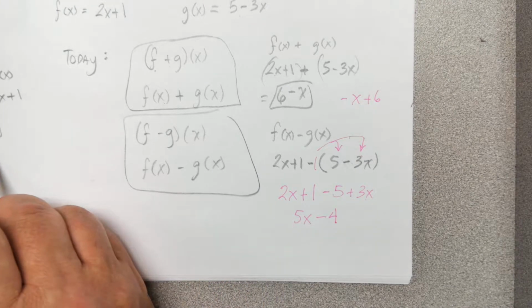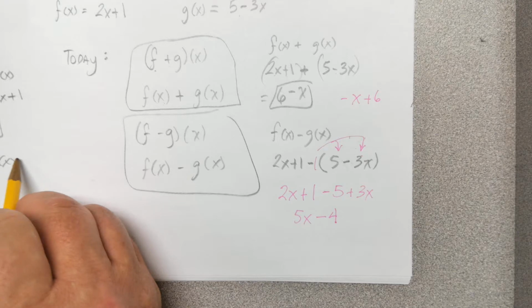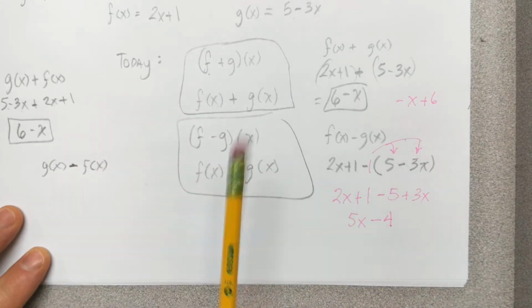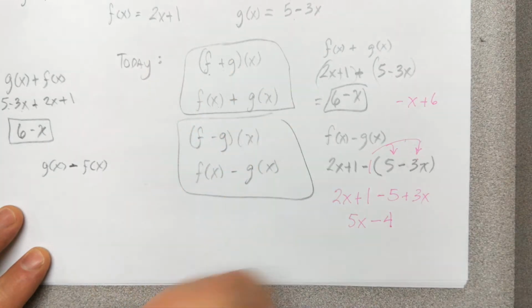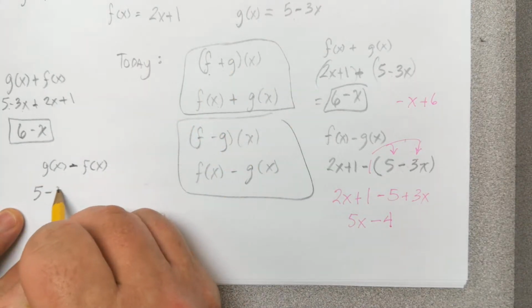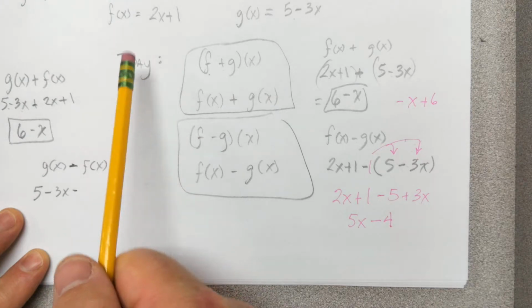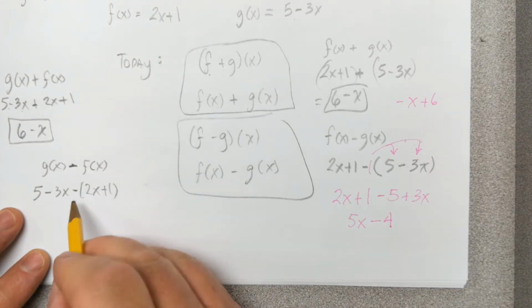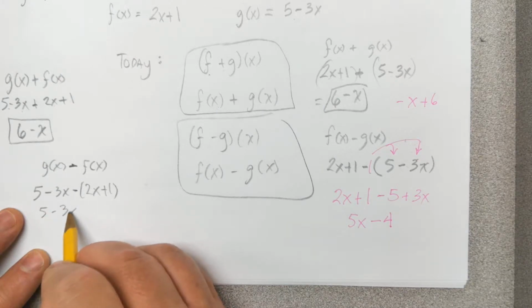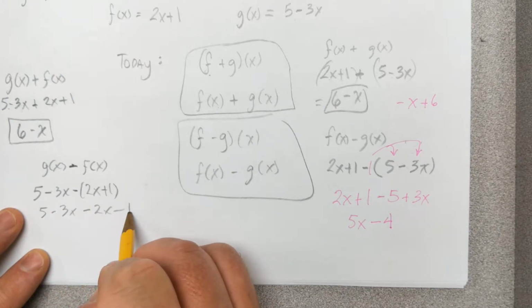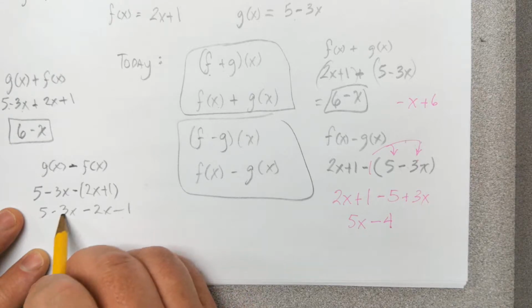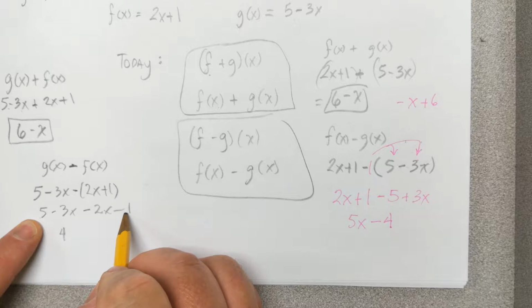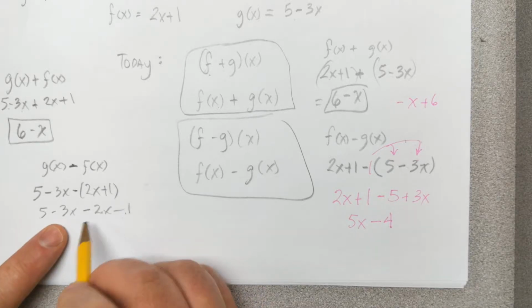Now, if we do it the other way, g of x minus f of x, that's going to be 5 minus 3x, and then minus 2x plus 1. This one won't be the same. So we still have to distribute, right? So that's going to be 4, and that's going to be minus 5x. You good with that? Minus 5x.